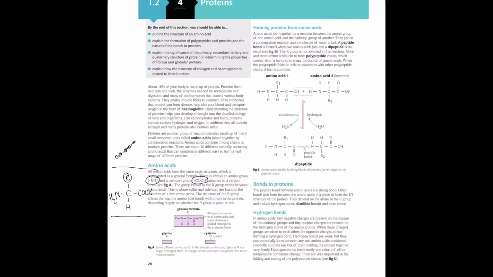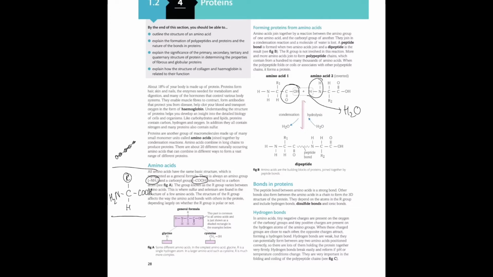Forming proteins from amino acids. Amino acids join together by a reaction between the amino group of one amino acid and the carboxyl group of another. So this is what we're talking about. This is the amino group, and this is the carboxyl group. And look, we have an elimination of water. This is a condensation reaction. They join in a condensation reaction, a molecule of water is lost. A peptide bond is formed when two amino acids join, and a dipeptide is the result.